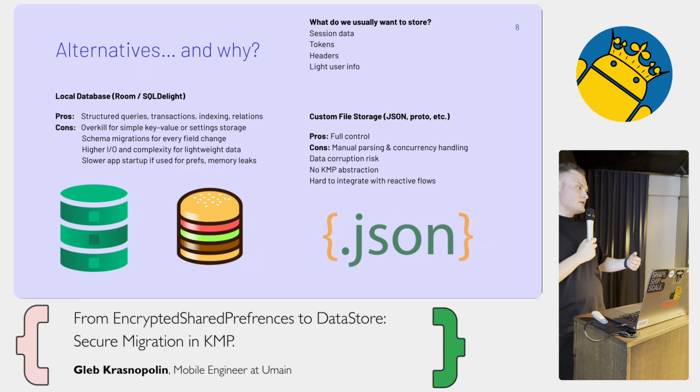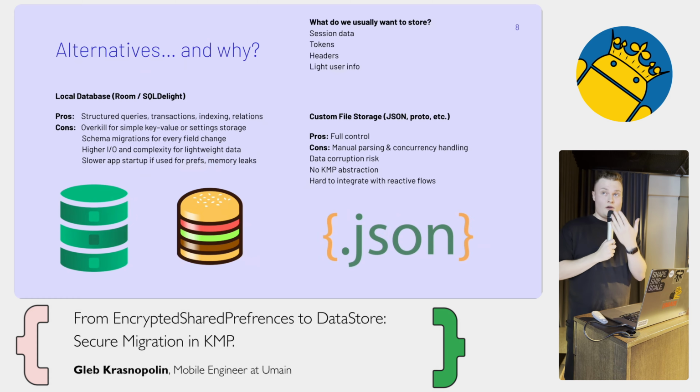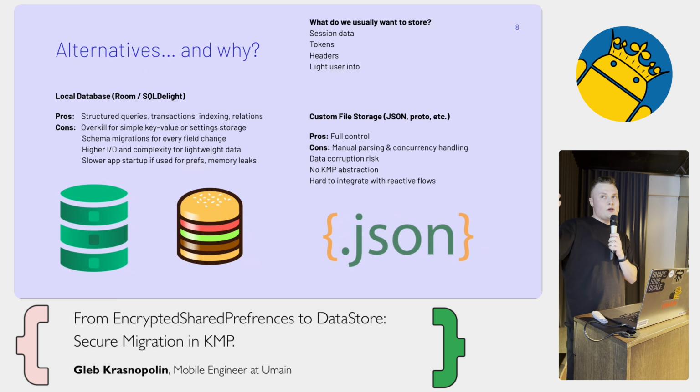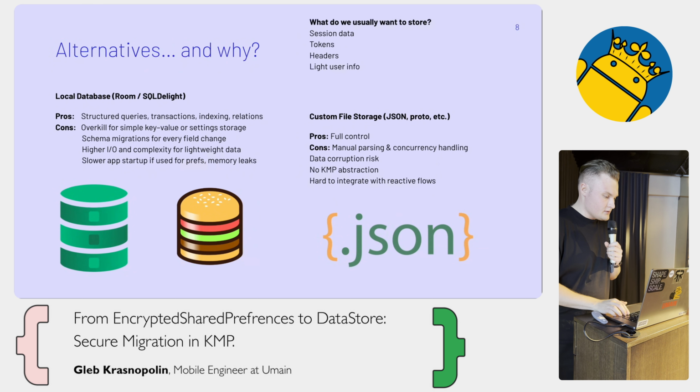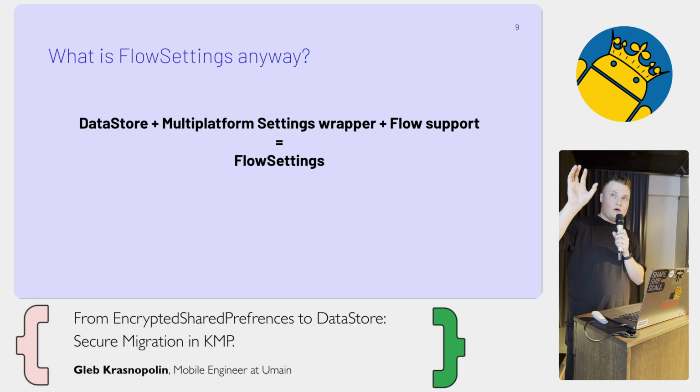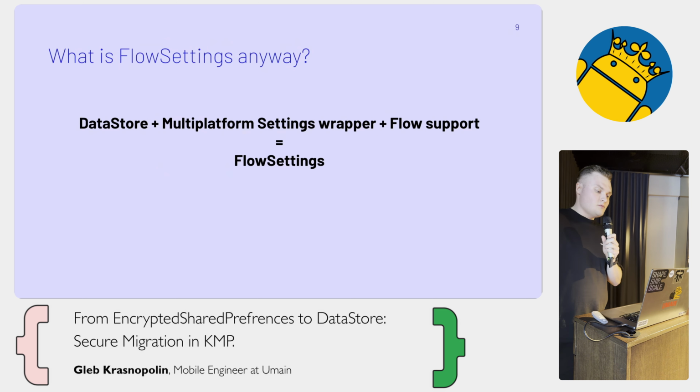Obviously, if you're doing something yourself and from scratch, you don't have the KMP abstraction to it, and you will need to think how to integrate it with reactive flows. So it's quite an overkill for us. That's why we go for a DataStore. So I mentioned FlowSettings already twice. It's something that is a combination of DataStore and multi-platform settings wrapper, which adds flow support to it.